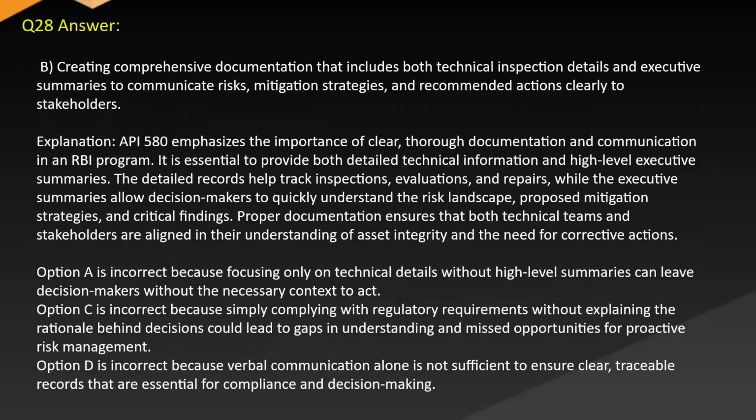Answer. B. Creating comprehensive documentation that includes both technical inspection details and executive summaries to communicate risks, mitigation strategies, and recommended actions clearly to stakeholders. Explanation. API 580 emphasizes the importance of clear, thorough documentation and communication in an RBI program. It is essential to provide both detailed technical information and high-level executive summaries.